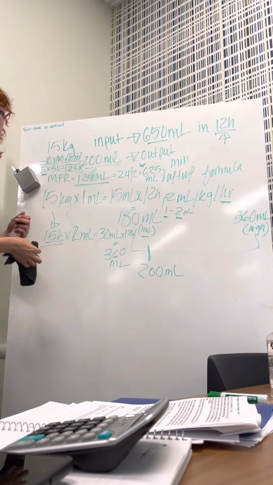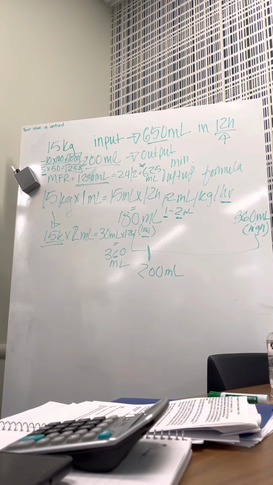So for these types of questions, we're figuring out the minimum and the maximum. The input and the output, I'm sorry. They're both minimum, but you're figuring out the minimum fluid requirements and the minimum output requirements. So input and output. How much do you need to input? How much do you need to output to be okay? Okay. Based on their body weight. Okay. Gotcha.